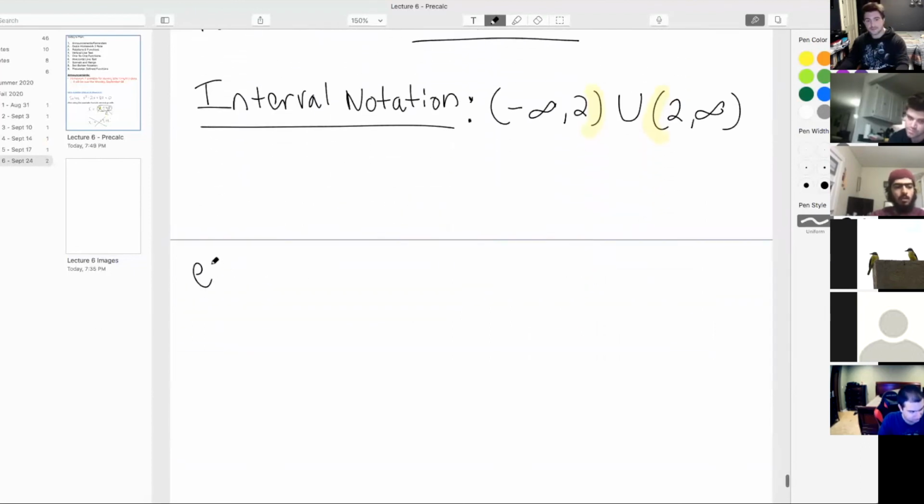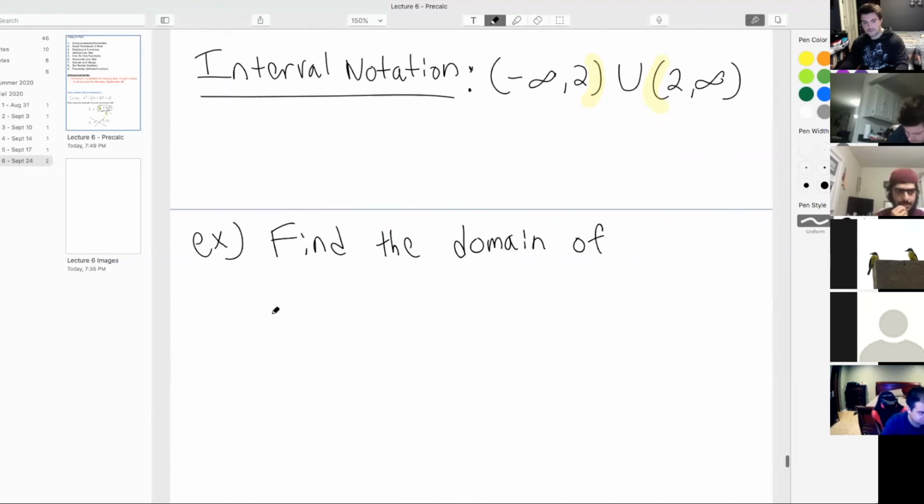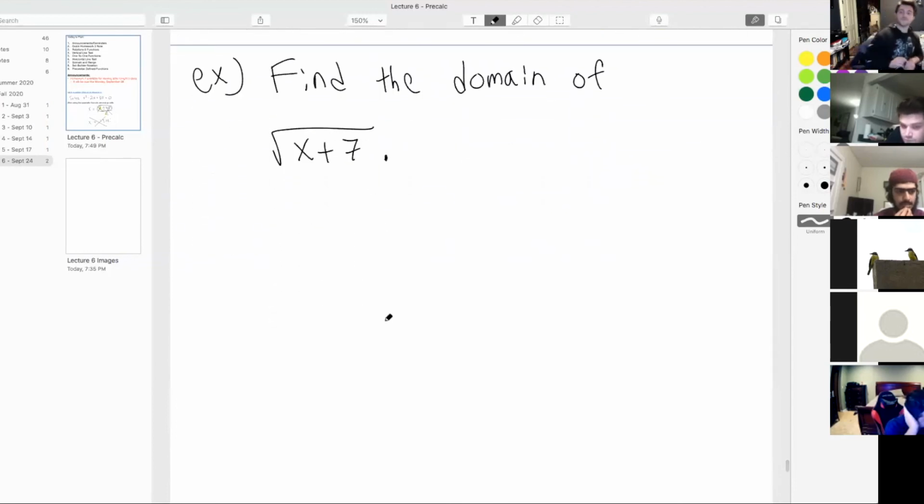Let's do another example. Find the domain of the square root of x plus 7. Remember, we're not allowing square roots of negative numbers now. We're not allowing the use of i.